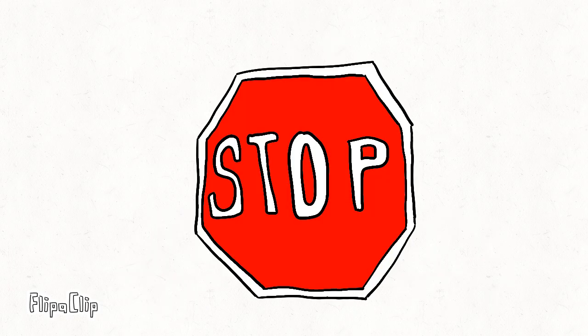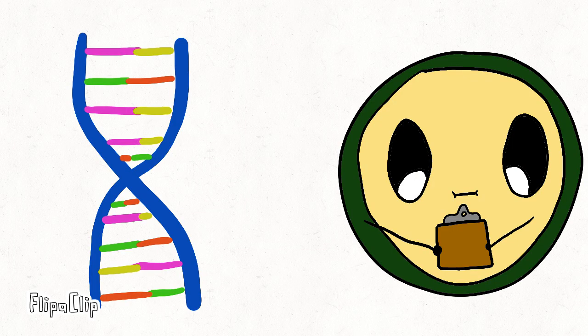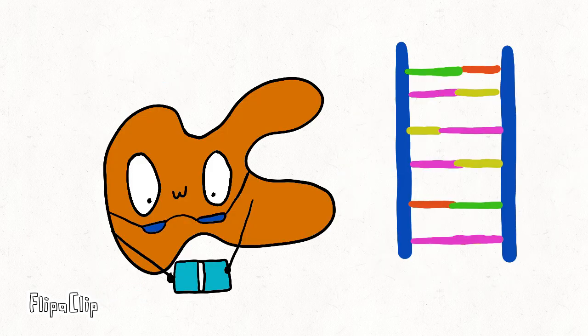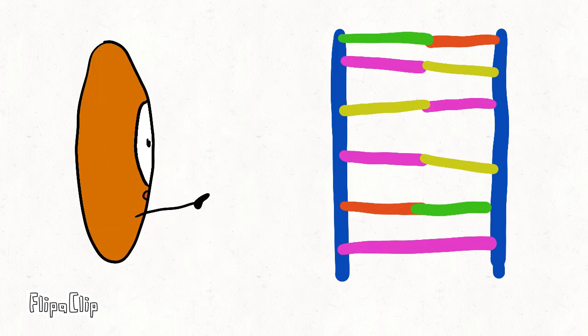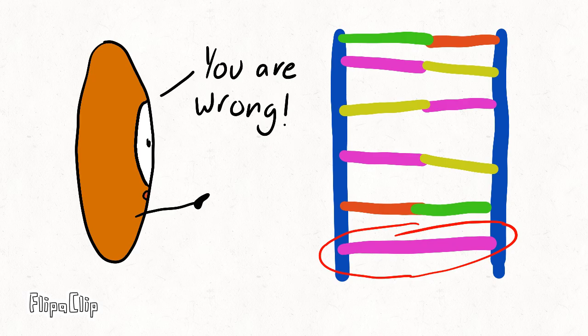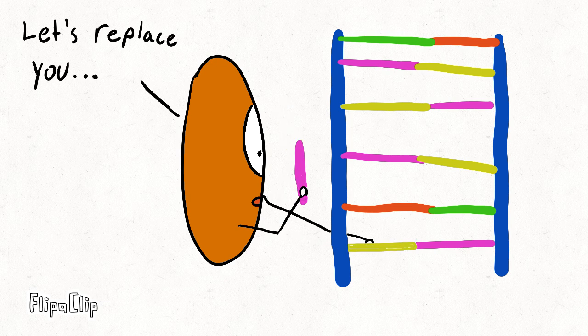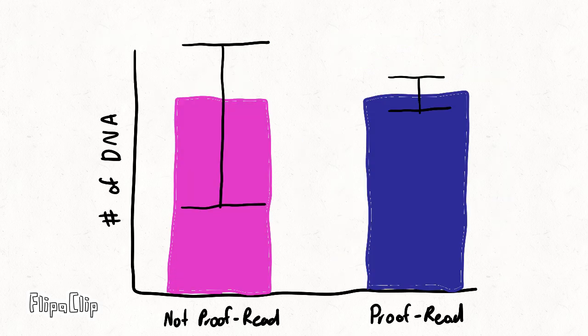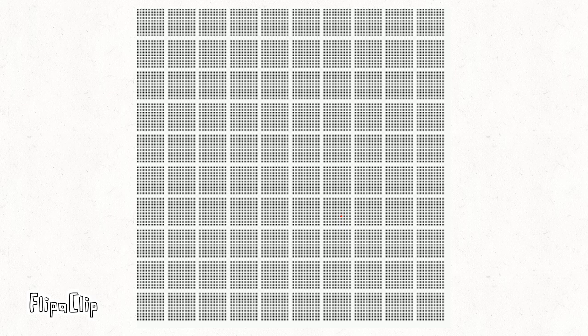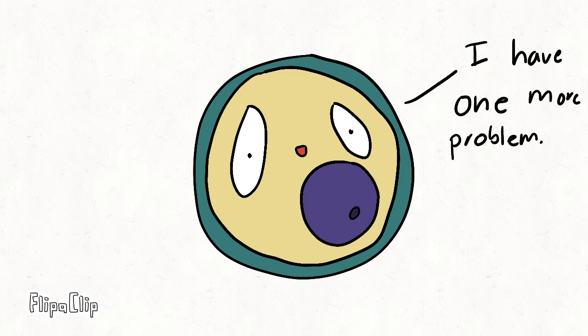Before replication is complete, the cell must ensure that the new DNA is accurate. DNA polymerase III has a built-in proofreading ability. As it adds nucleotides, it checks each one for correct base pairing. If an incorrect nucleotide is added, the enzyme removes it and replaces it with the correct one. This proofreading function greatly reduces the error rate of DNA replication, making the process highly accurate, about 1 mistake per billion nucleotides. In eukaryotic cells, there is an additional challenge when replicating the ends of chromosomes.